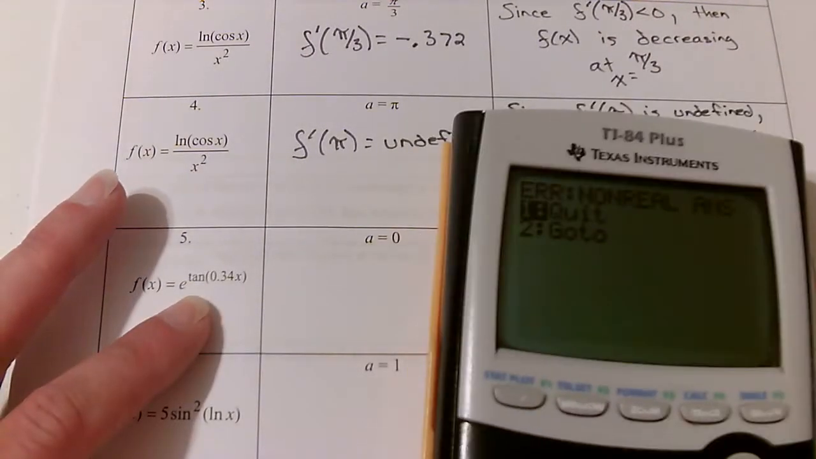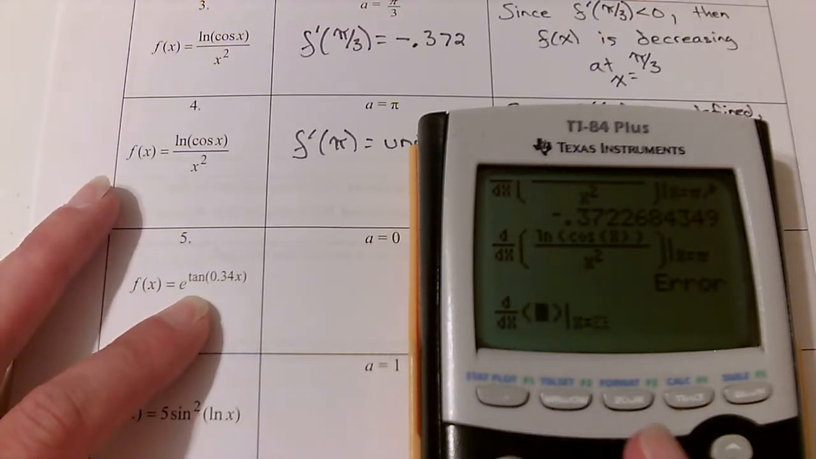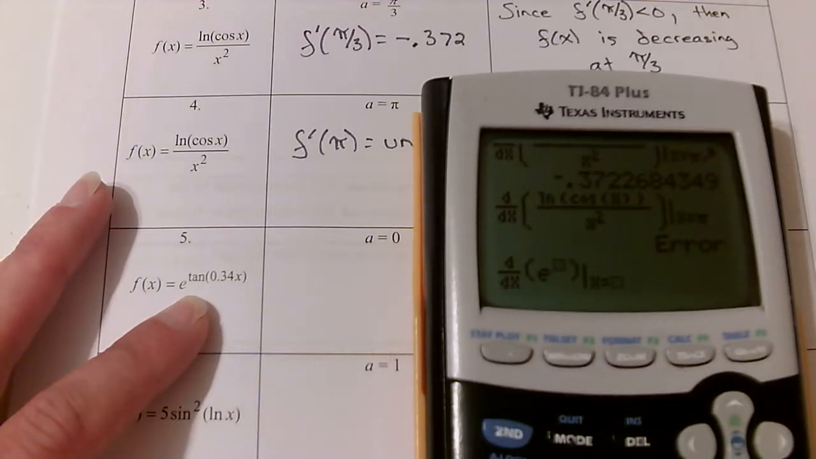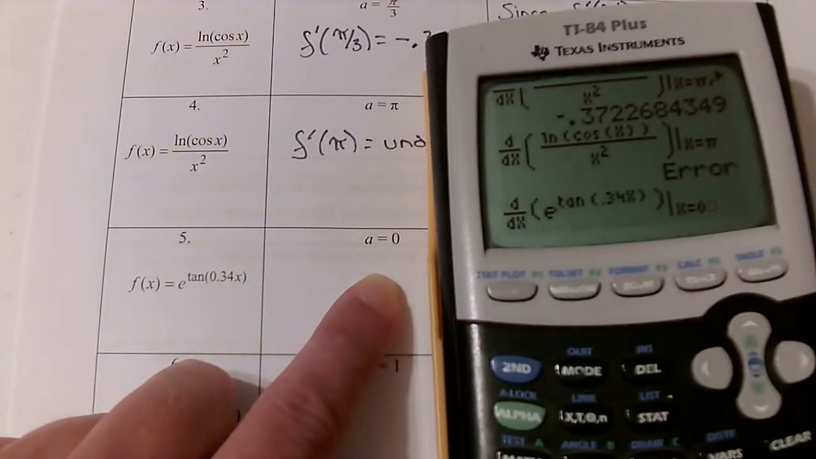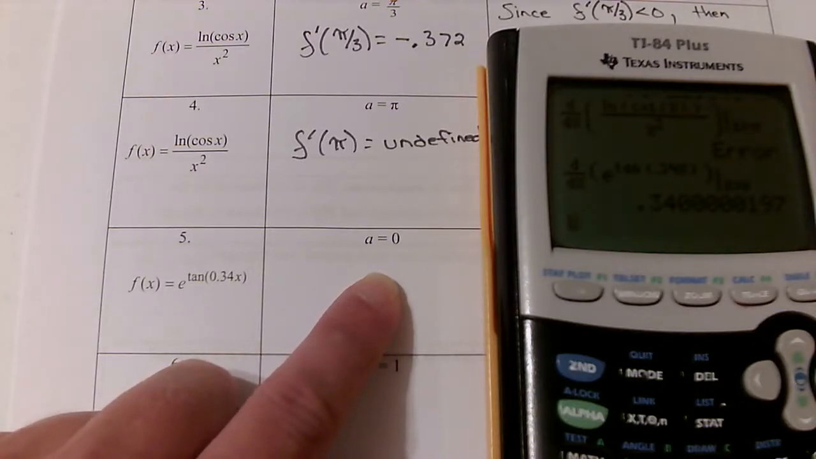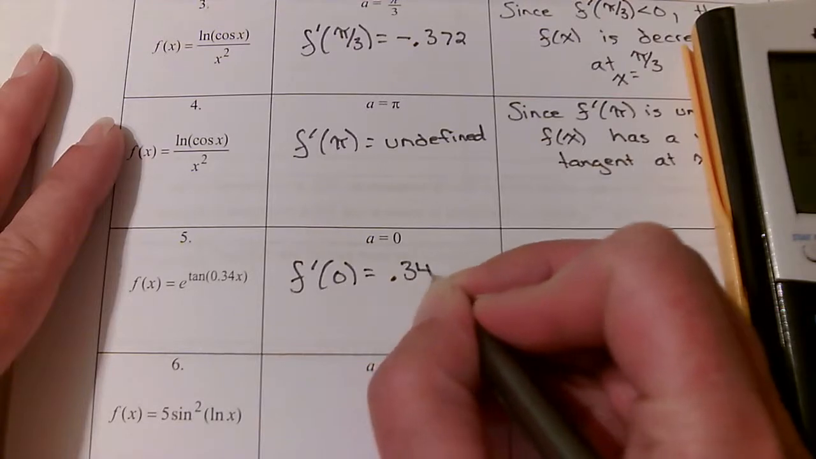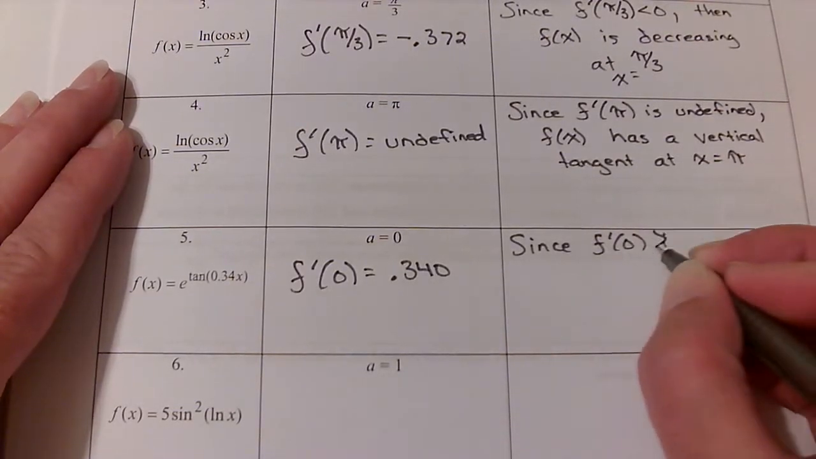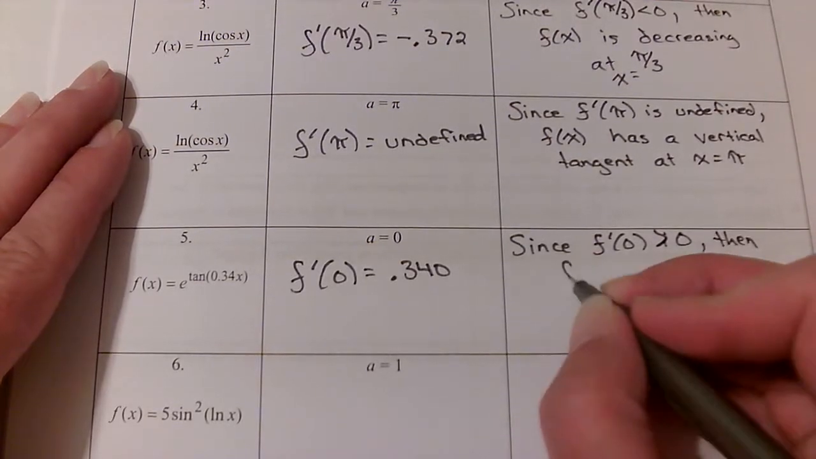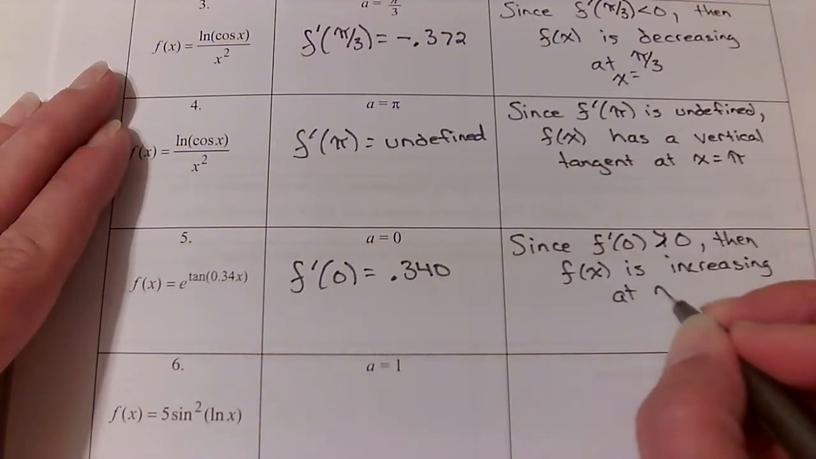Alright. So alpha window, 3, this is always an x, e to the, and now I need to have tangent 0.34x, close parentheses, and we're evaluating this when x is 0. I get 0.340. So since f prime of 0 is greater than 0, then f of x is increasing at x equals 0.